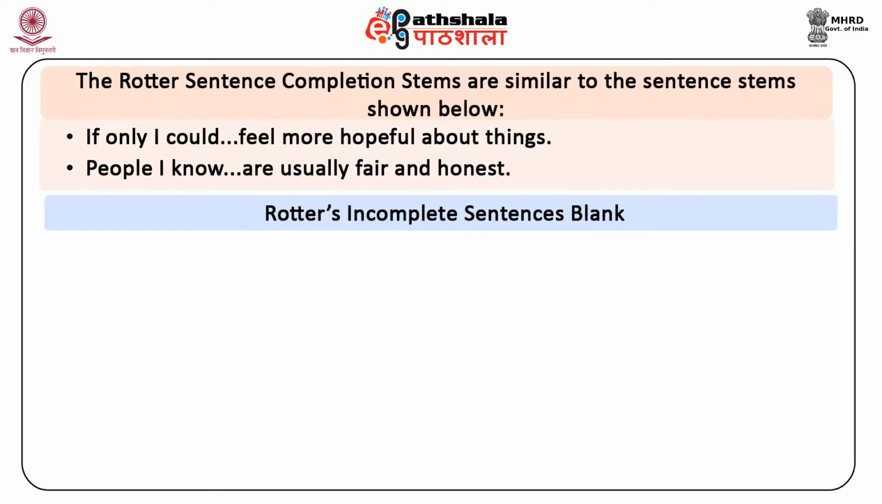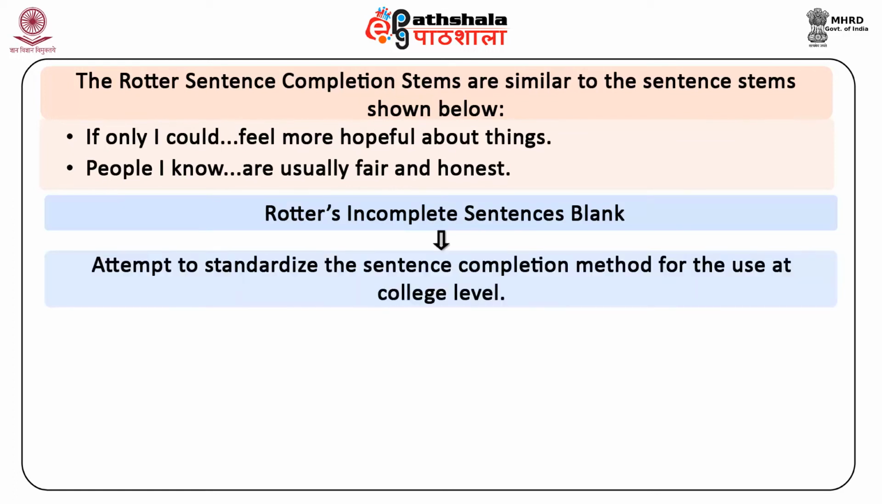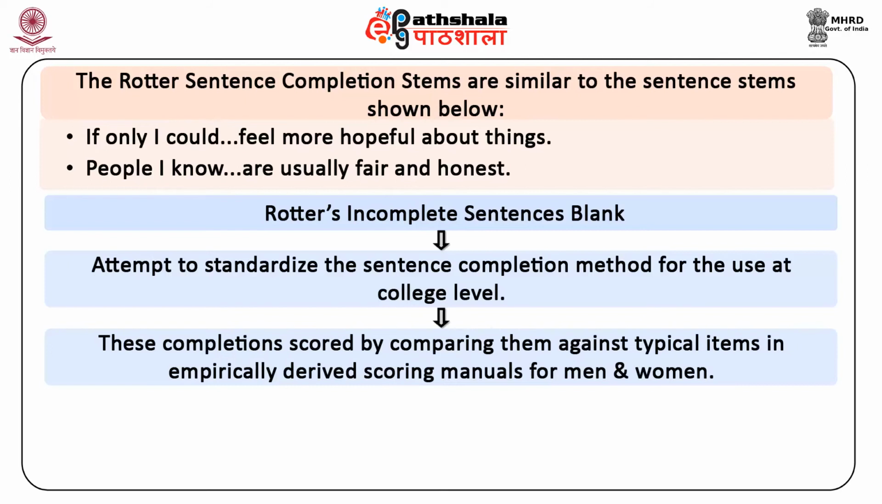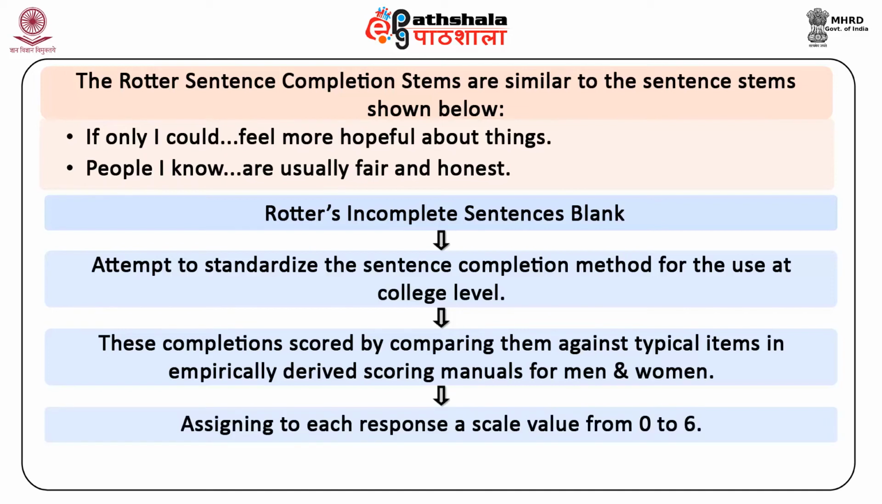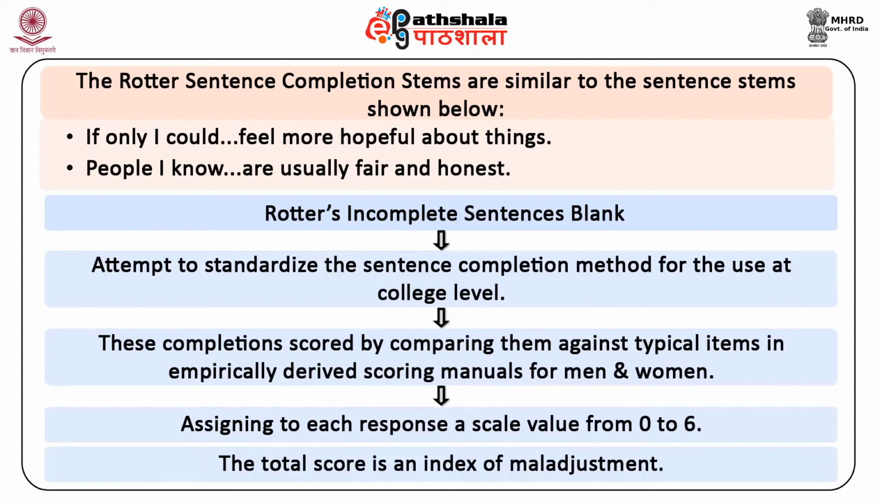The Rotter's incomplete sentences blank is an attempt to standardize the sentence completion method for use at college level. These completions are then scored by comparing them against typical items in empirically derived scoring manuals for men and women, and by assigning to each response a scale value from 0 to 6. The total score is an index of maladjustment.